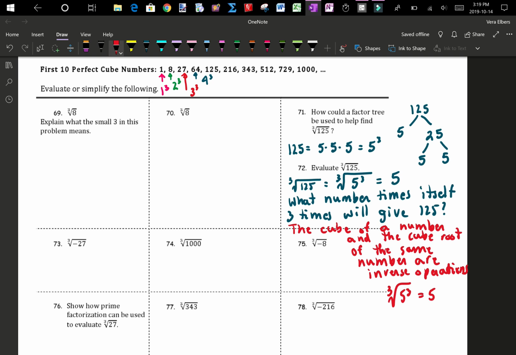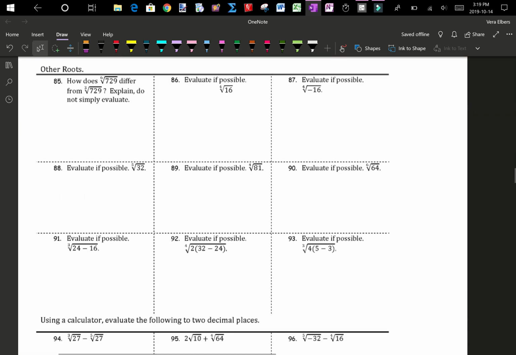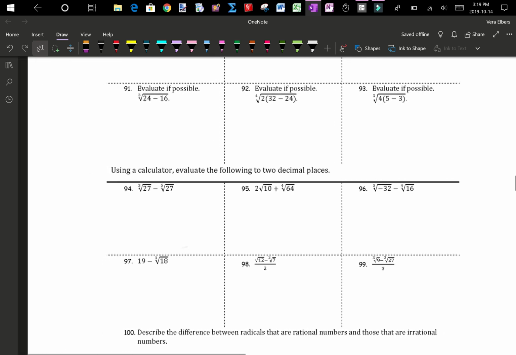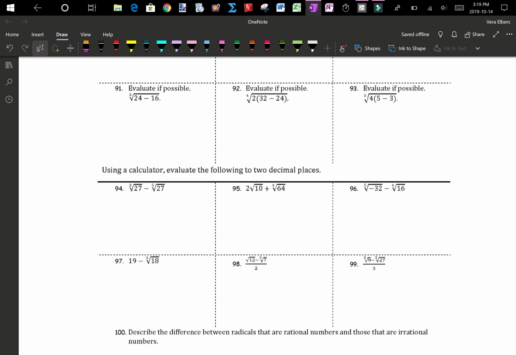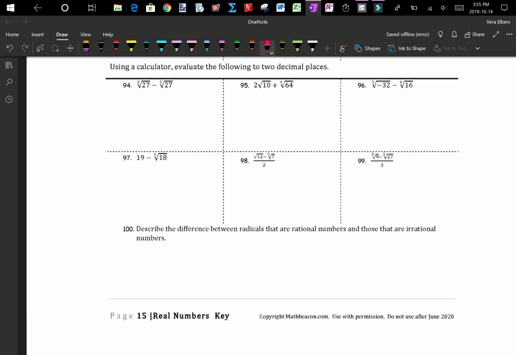You're going to need your calculators for this. I'm not going to be there to show everybody how to use their calculators, so I hope you are familiar with your calculator. I'm just going to use the one that I have on my computer. Our last two examples, we are going to be using a calculator to evaluate to 2 decimal places.